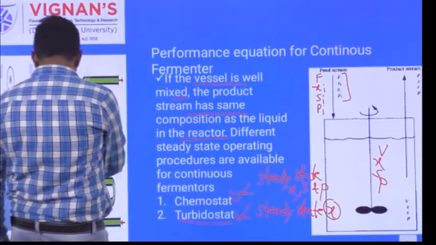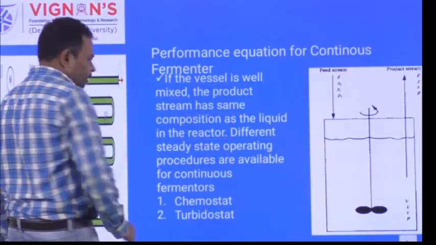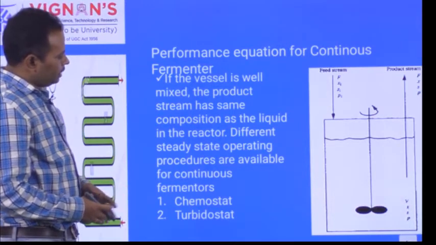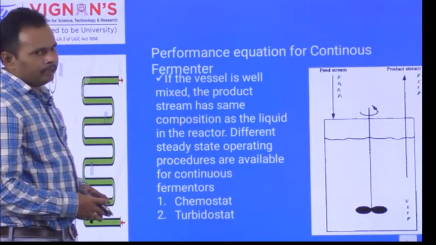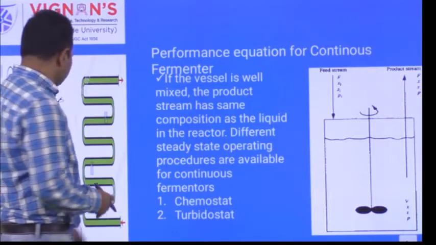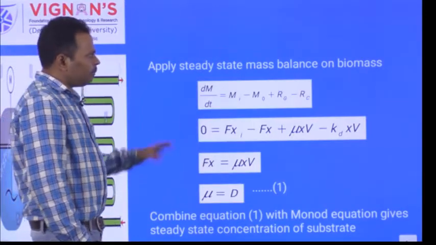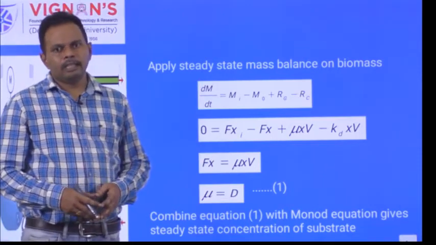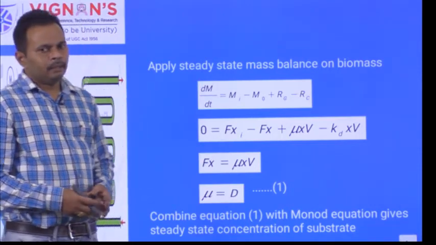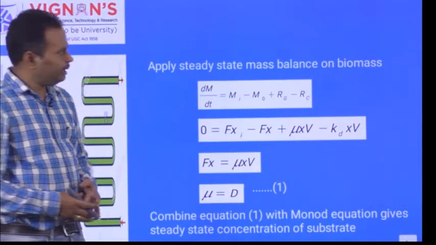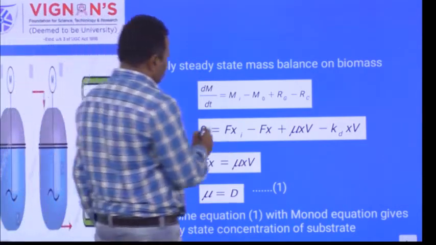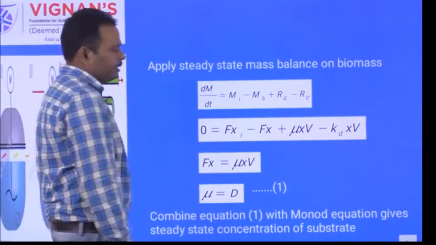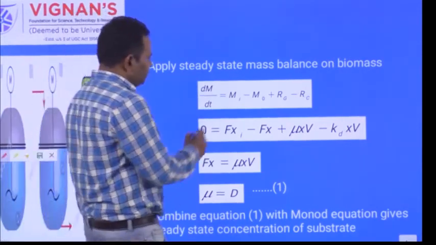Next, we are going to see the chemostat equations, that is, the operation of the continuous fermenter through chemostat mode. First, apply the mass balance on the cells or biomass around the continuous fermenter. Then you apply the mass balance to the individual components. I already said that five terms come into the picture: accumulation, input, output, generation, and consumption. So this is the steady state reactor.